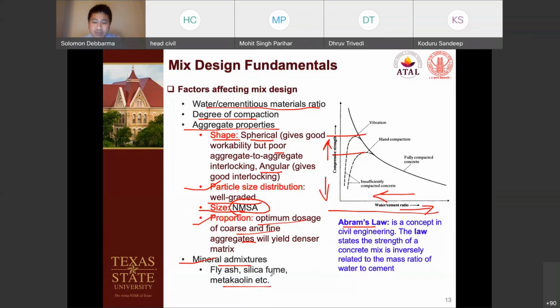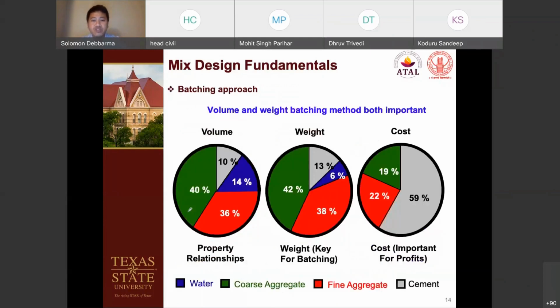And also at the same time, silica fume and fly ash have high reactive silica content, and this can improve the strength and durability. So these are the factors which affect the mix design of the PQC mix.